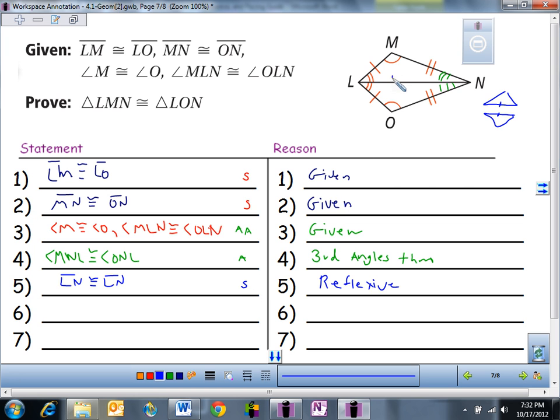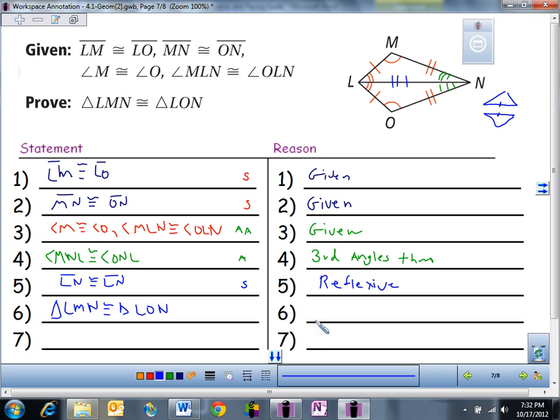So there is our third side. So I'm just going to mark it. 1, 2, 3. So now we have all 3 sides congruent to the 3 sides down here. All 3 angles congruent to all 3 angles. So now we can say that the triangles are congruent. So triangle LMN is congruent to triangle LON, just like it's given in the prove line.